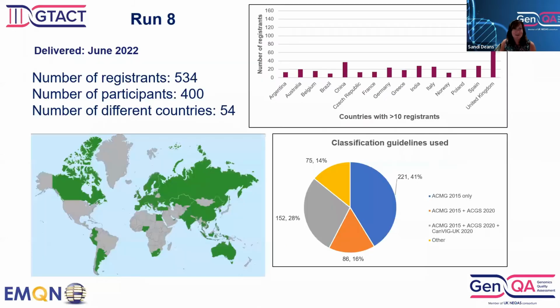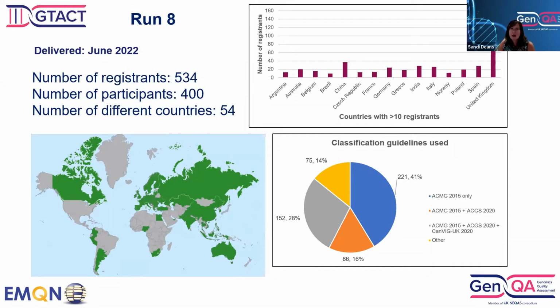So next slide, please. This is a snapshot of the data that we've had a look at for the first time for the assessment of Run 8. It was delivered during the month of June. We had 534 individuals register. And as we see with previous runs, this sometimes drops, and the number of participants was actually 400. This is covered by individuals based in 54 different countries. So it's really nice to see the global spread of participation, and I think that just identifies how important pathogenicity classification is across all areas of genomic medicine now.